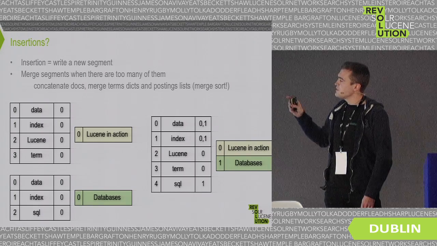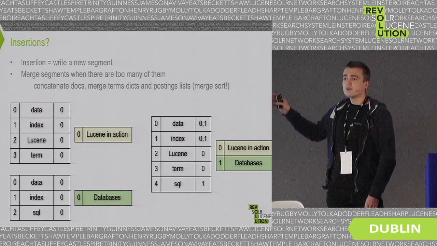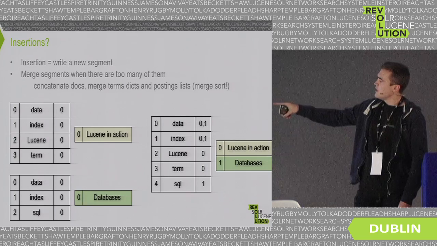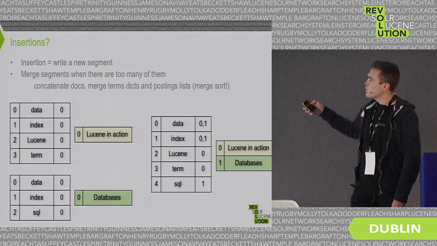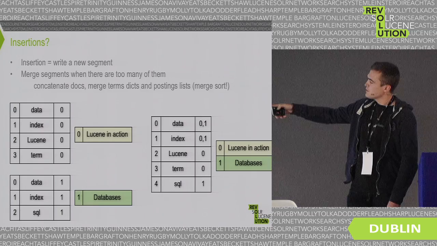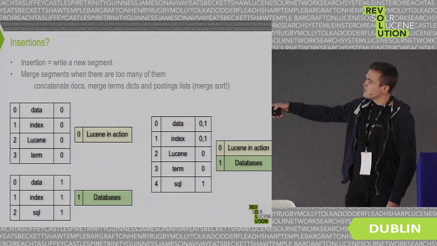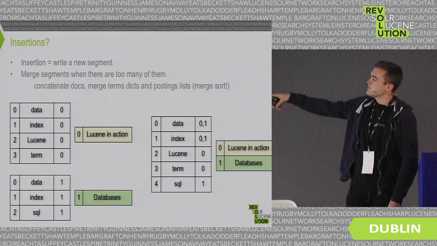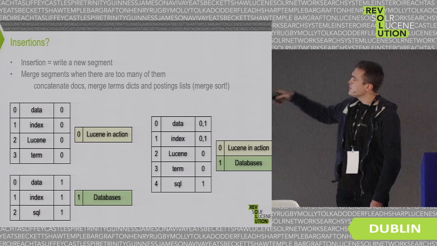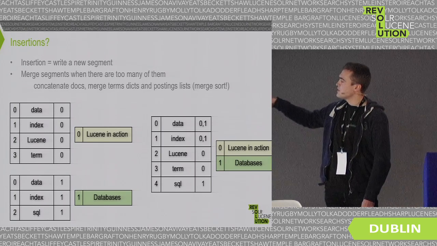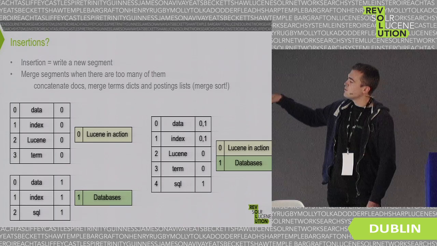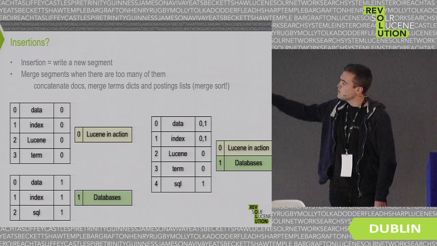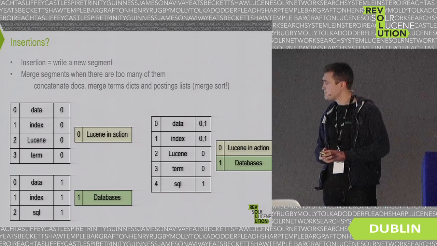Merges in general are very simple on the Lucene index. Let's imagine that we want to merge the 2 segments on the left. We will end up with a segment on the right, and the way it works is that you take the second segment, you increment the doc IDs by the number of documents contained in the first segment, and then we only merge the terms dictionary and the posting lists. So data is contained in both segments, so there is a single entry for data in the new segment, and it contains the union of the posting lists for these 2 segments.